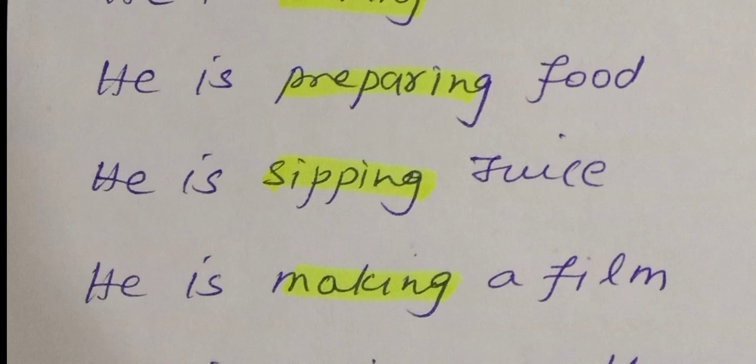He is sipping juice. वो जूस पी रहा है. The ing form in this sentence is sipping, and the verb form of sipping is sip.